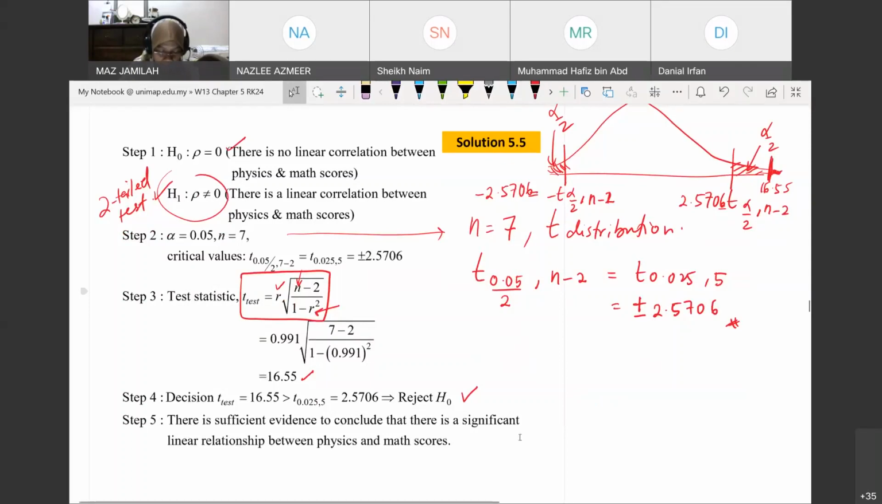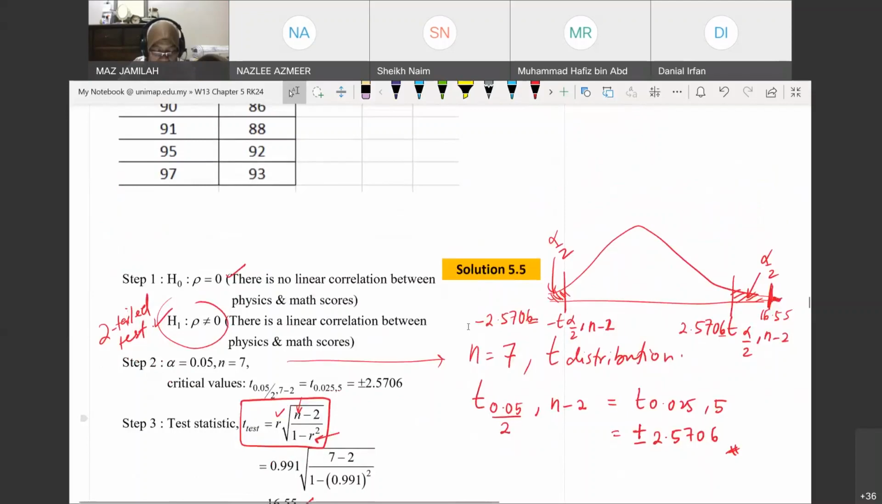So in this case, what can you say? There is sufficient evidence to conclude that there is a significant linear correlation. I would like to make a correction here. Correlation between physics score and mathematics score at alpha 0.05. So that's how you are going to use your r to check whether your r that you obtain from your sample data is actually acceptable or not to make inference for your population.